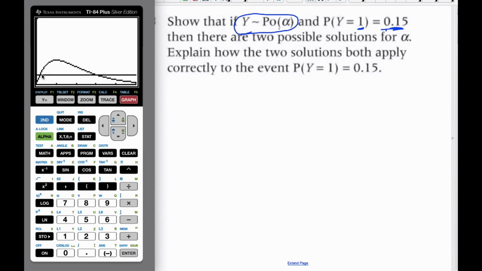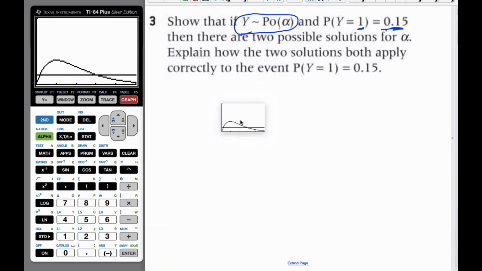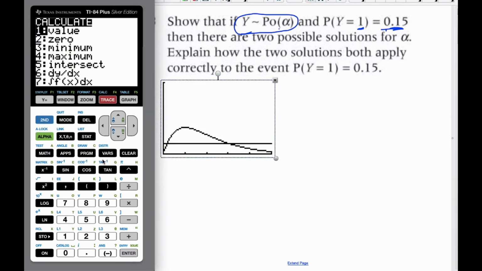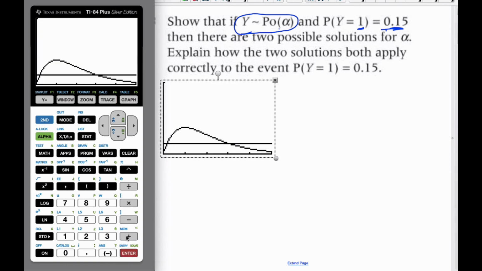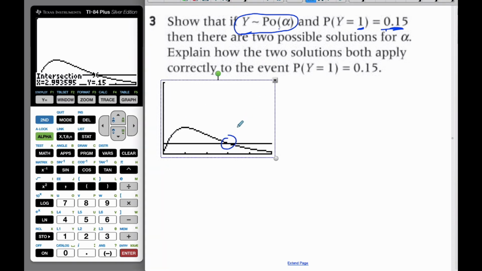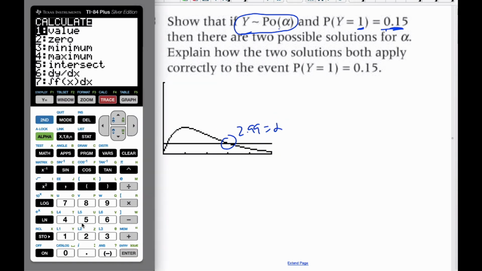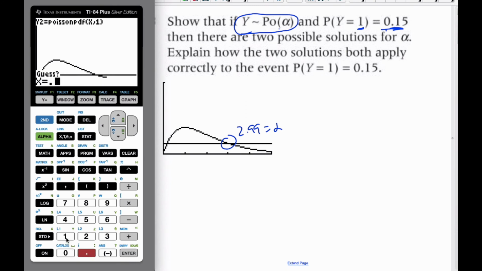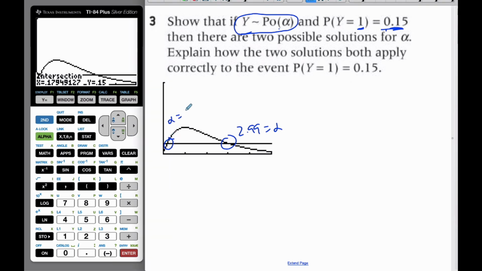Well, we see we get these two, and so these are my 2 points. And if I find the intersection, 2nd trace, 5, intersect, all right, here's the first value. This one here is 2.99, equal to alpha. If I find the other one, I get this one here. Here alpha is equal to 0.179. And so here are my 2 alpha values that I can get from my calculator.